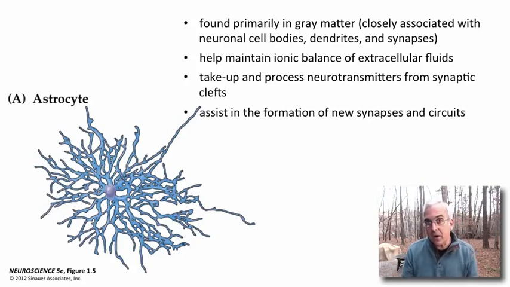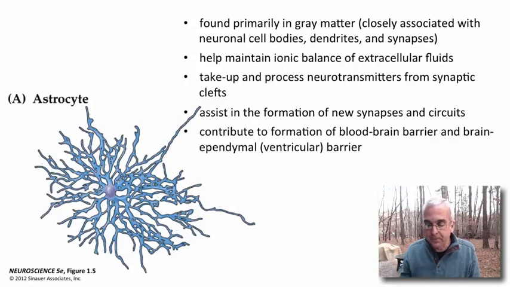As I mentioned, astrocytes are the glial element that assists in the formation of new synapses and new circuits within gray matter. This is, again, a newly discovered property of astrocytes, and it's one that is opening up new opportunities for research as well as potentially new therapies for intervention for individuals who've had damage to their brain or spinal cord. Astrocytes are that category of glial cell that contributes to the formation of the blood-brain barrier, as well as the barrier between the brain and the ventricular system within the brain, called the brain ependymal barrier.